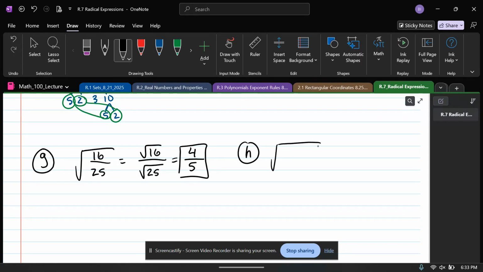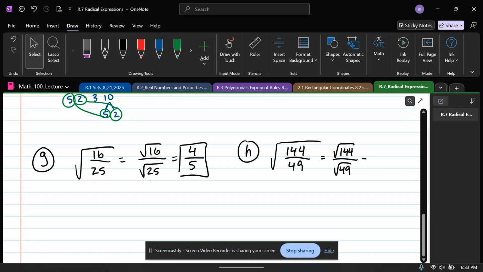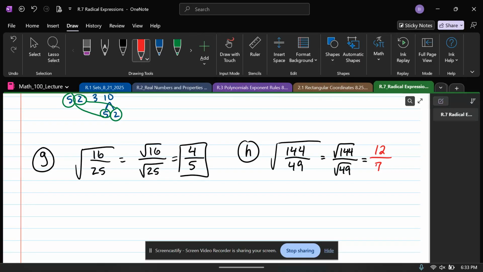Let's do another one that's not too bad. 144 over 49. Just think about it as two separate ones. Do we know the square root of 144? 12. Do we know the square root of 49? We're done.